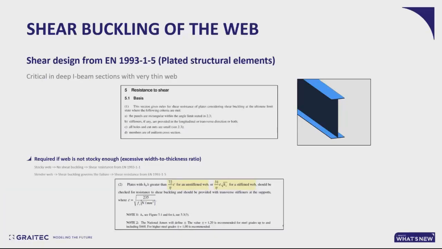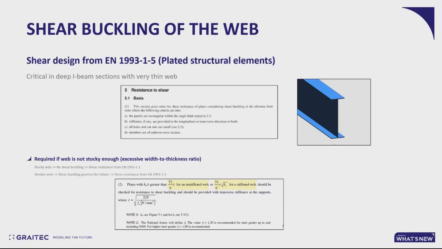This check is introduced in the Eurocode 3 part 1.5 related to plated elements, and this verification can be critical for deep I-beams, which are commonplace in bridge construction, for example. And because the moment is taken by the flanges, the web gets very thin, and this makes the web prone to plate buckling from shear force, also known as shear buckling.